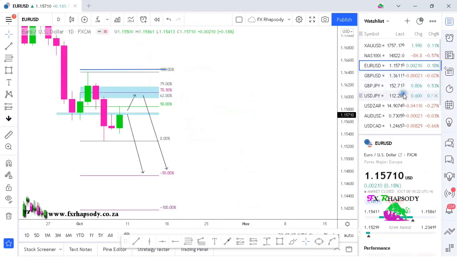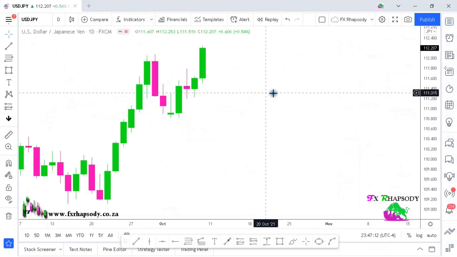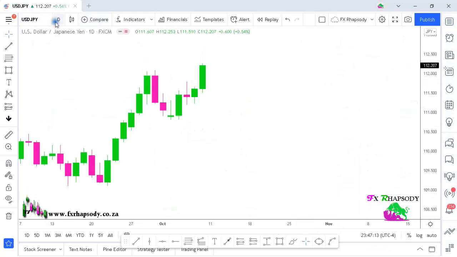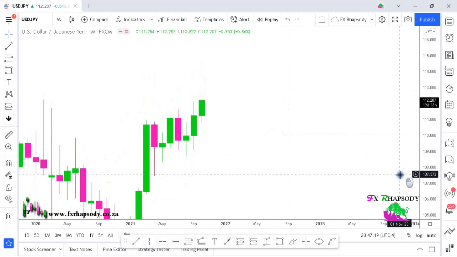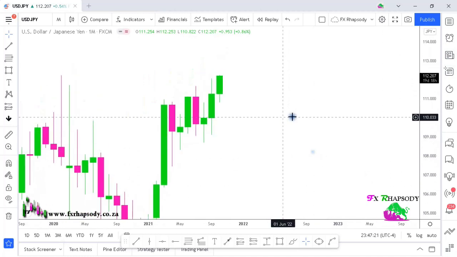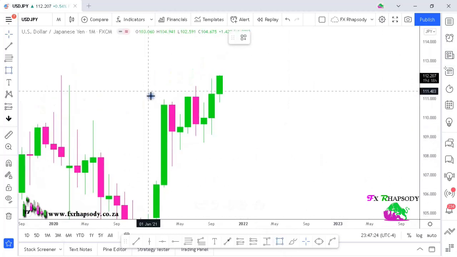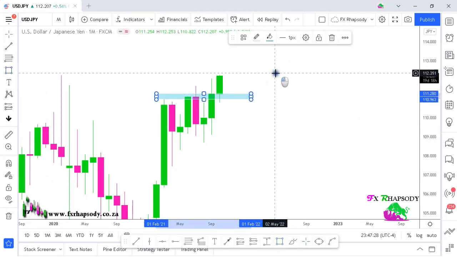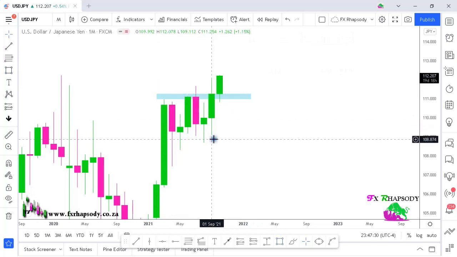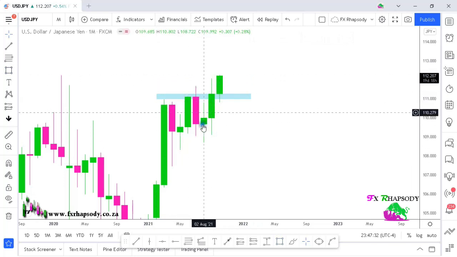Let's move on to the next pair. We're looking at the dollar yen. Let's go up to the monthly time frame. Same scenario. It looks like this consolidation phase is eventually being broken here. So we're looking at that area. You can see that huge push to the upside of price.